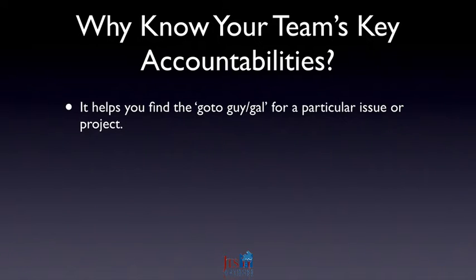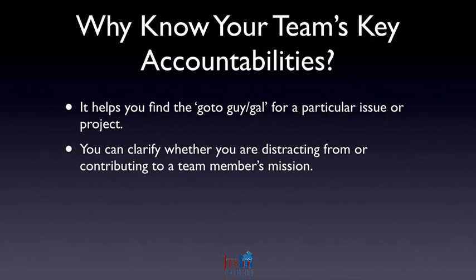So since we know these people on your team are going to cost quite a bit of money, you want to make sure that they're pretty productive. They're actually going to be worth the money that you're paying them. So it helps to have their key accountabilities in a couple ways. First, it helps you find the go-to guy or gal for a particular issue or project. You know who to find that should be responsible for solving a particular problem, for providing a particular result, or for collaborating on a particular project.